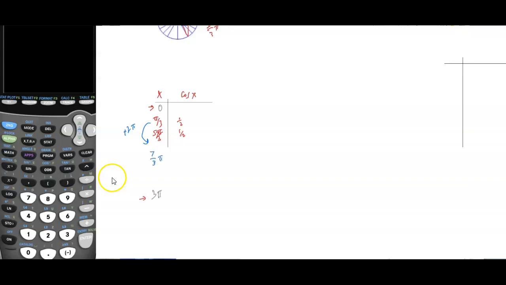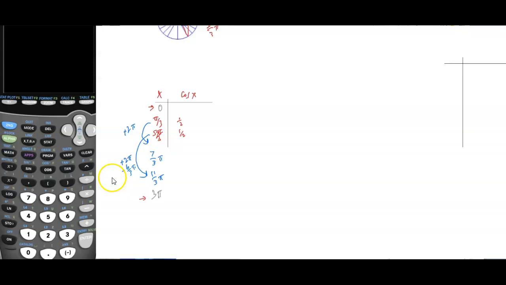Is 7/3 pi less than 3 pi? Yeah, because that's slightly more than 2 pi. Okay, so that's a possibility. Another possibility would be 5/3 pi plus 2 pi. Remember, 2 pi is 6/3 pi. 6/3 pi plus 5/3 pi is 11/3 pi, right? Is 11/3 pi less than 3 pi?